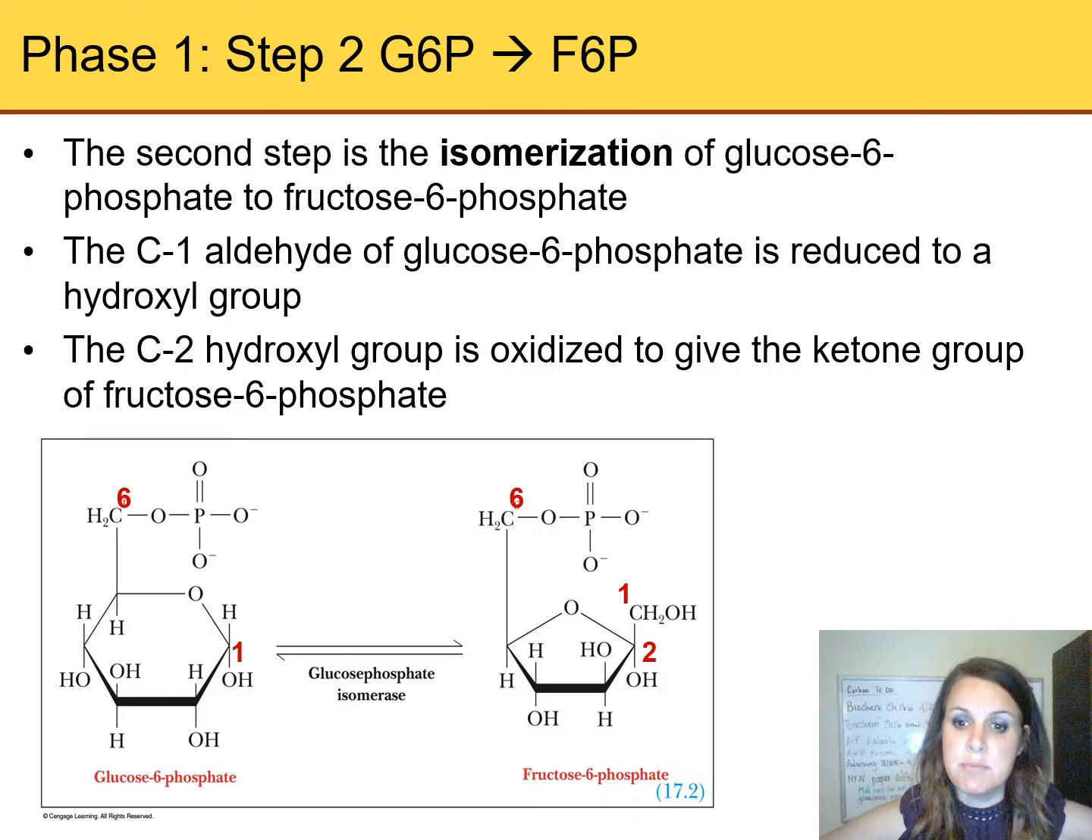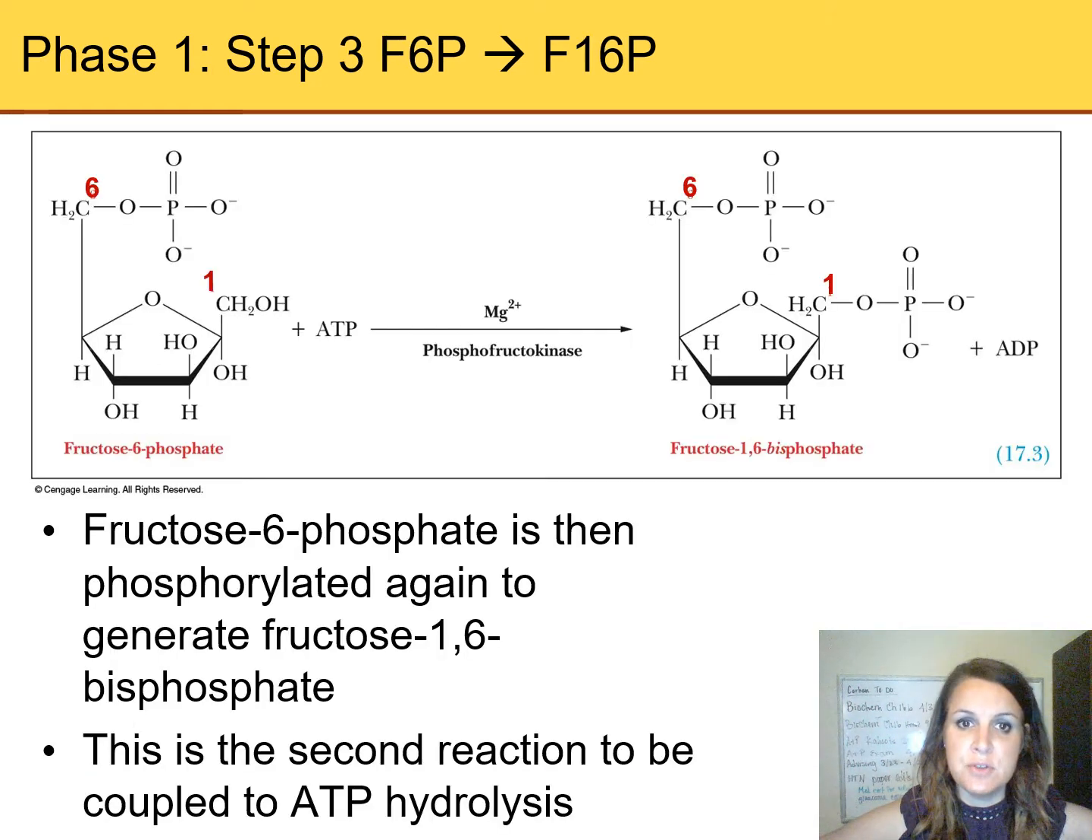The second step in this phase is isomerization of glucose 6-phosphate to produce fructose 6-phosphate. And the enzyme that catalyzes this is glucose phosphate isomerase. Makes sense, right? And so basically what you see is that the aldehyde on the C1 of glucose 6-phosphate is reduced to a hydroxyl group, and the C2 hydroxyl group is oxidized to give the ketone group on the fructose 6-phosphate. In step 3, fructose 6-phosphate is phosphorylated again to generate fructose 1,6-bisphosphate.